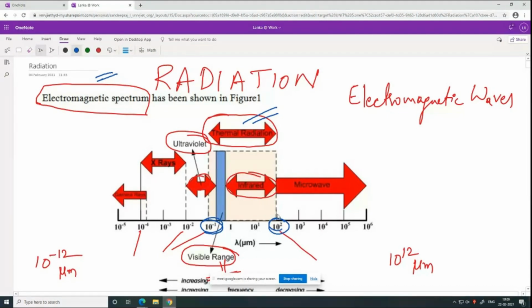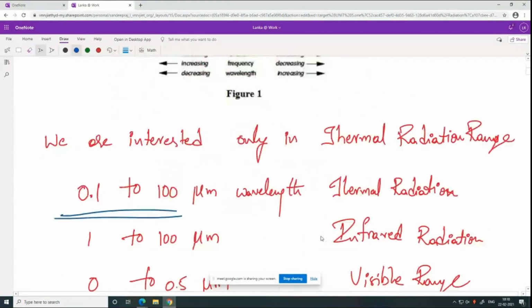In the whole electromagnetic spectrum, we will not be dealing with the other kinds of radiation, other wavelength ranges like visible range, X-rays, ultraviolet rays, microwaves, gamma rays, and so on. So many things will be there, but all those things will not be taken care of in the thermal radiation part. In thermal radiation, we are dealing only with the 10 to the power of minus 1 to 10 square, that is the thermal radiation range. We are interested only in that part.